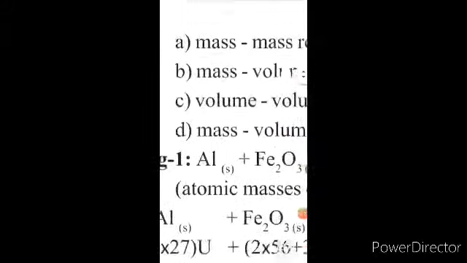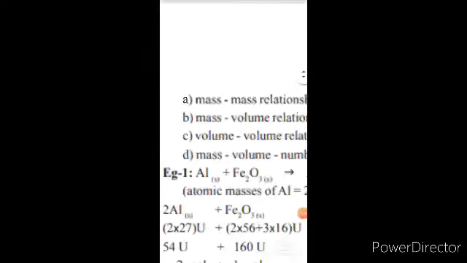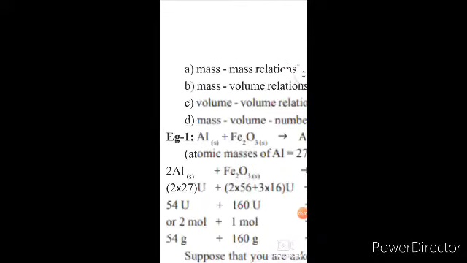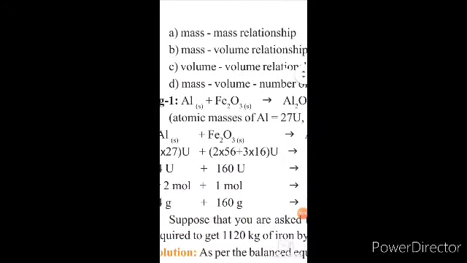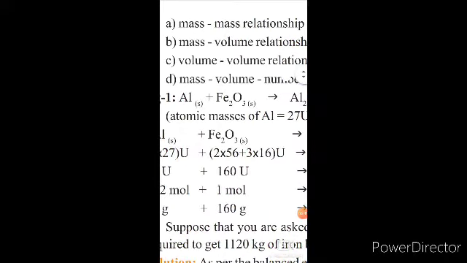So first one, mass relationship. In that, very simple this one. Mass relationship means first mass is the mass of the reactants. Second mass is mass of the products.